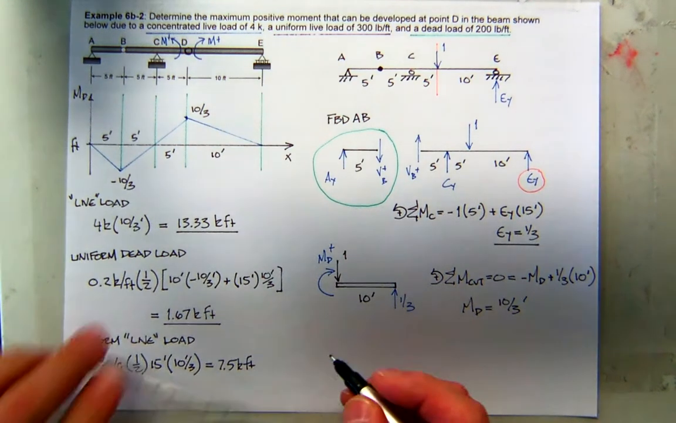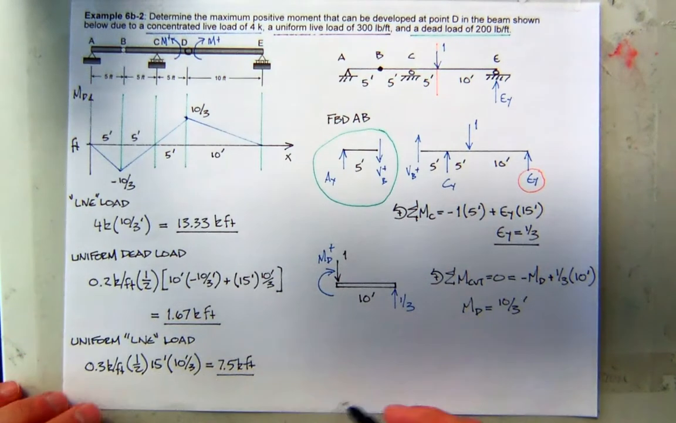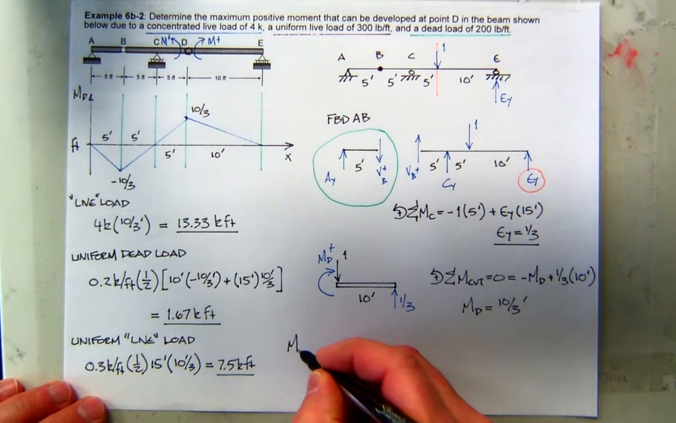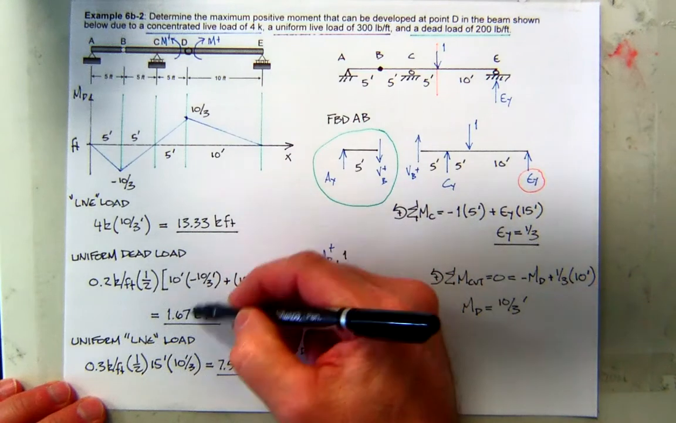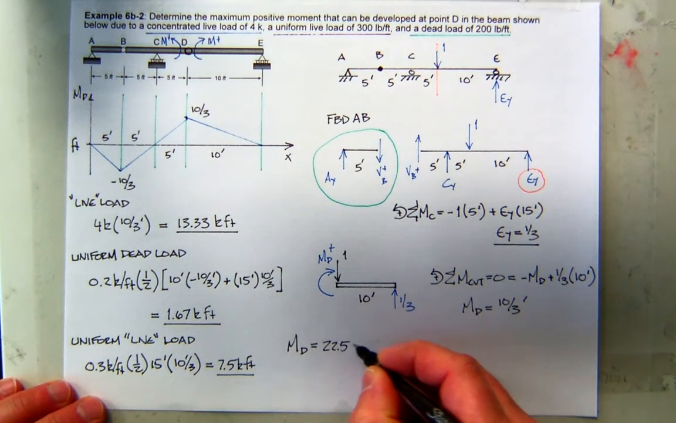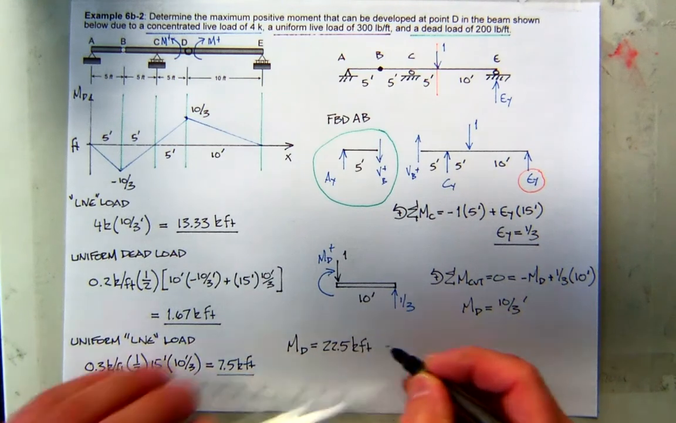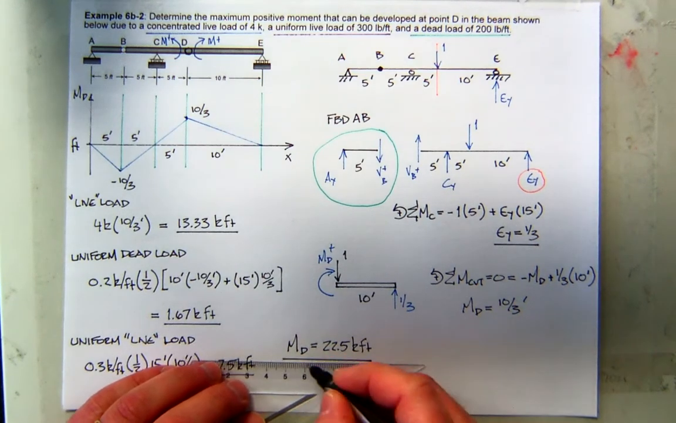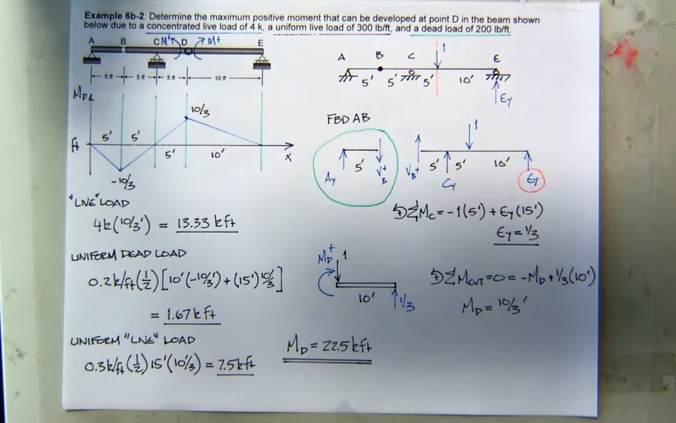So now we just have to add them all together. So therefore the max moment at D, well, that's convenient. Those add up to 15. Looks like 22.5. Now, what does that look like?